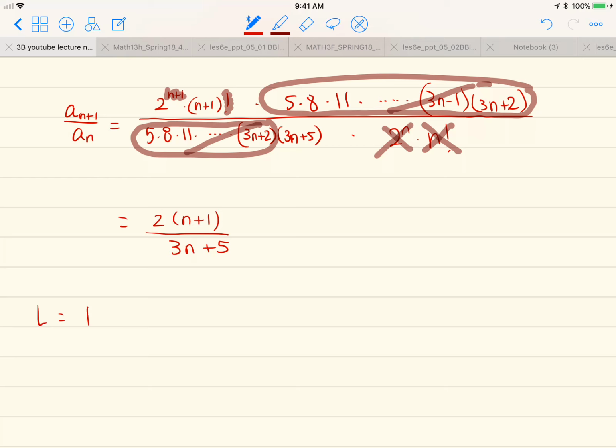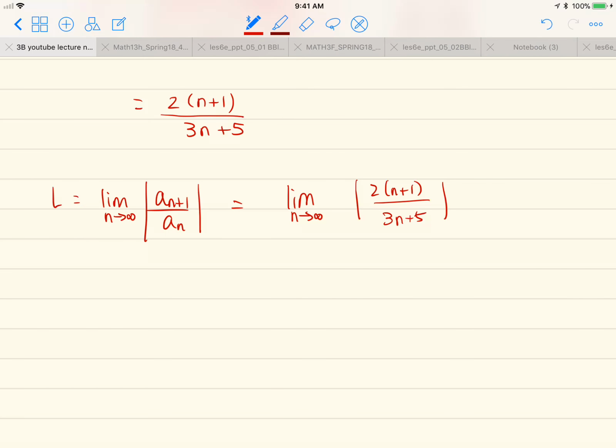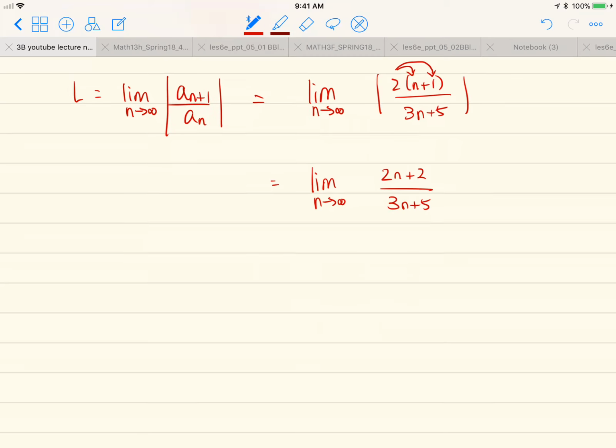Okay, so what is L? L is the limit as n goes to infinity of the absolute value of a sub n plus 1 over a sub n. So we get the limit as n goes to infinity of the absolute value of 2 times n plus 1 over 3n plus 5. We don't need the absolute values because 2 times n plus 1 is always going to be positive, and 3n plus 5 is always going to be positive, so we can just rewrite this as 2n plus 2 over 3n plus 5. All I did was just distribute that 2 in the numerator.